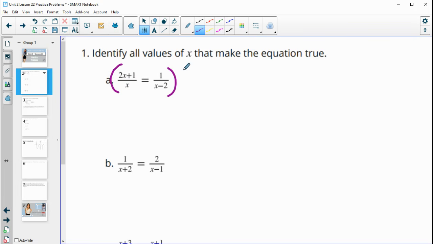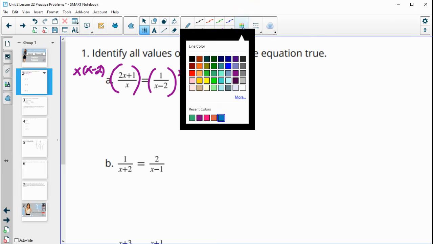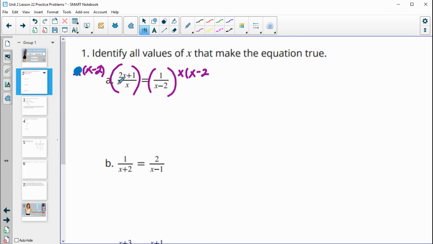So you're multiplying by the x and the x minus 2, and you're doing that to both sides. So you're kind of multiplying it here, you're also multiplying it here, and then this is going to cancel out the denominators. And so that's really what cross multiplication is, because now this x will be gone. So you're really just multiplying.